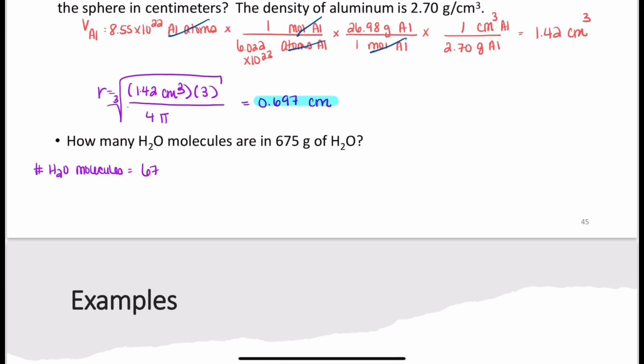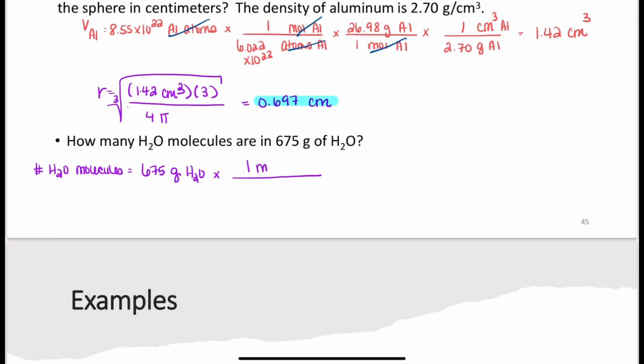Next, I'm going to write down what I'm given. I'm starting with 675 grams of H2O. To get between grams and molecules, I cannot directly correlate that. I have to go through moles. When in doubt, convert to moles. If you don't know what else to do, try converting to moles. It's probably the correct step.